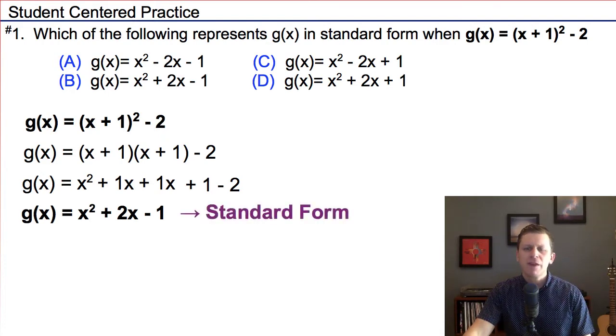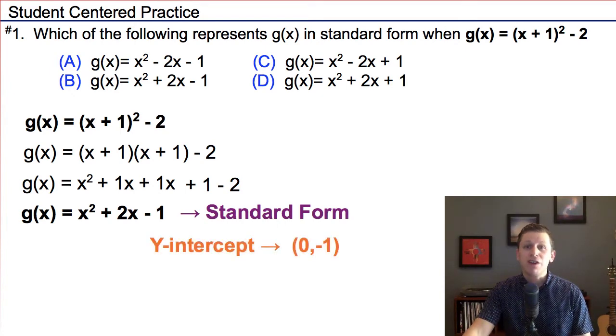There's some other key information that we should know that wasn't required in the problem that I'd like to go over. The first piece is that once we put it into standard form, we know what the y-intercept is. The y-intercept is always the coordinate (0, c), where c is the constant when it's written in standard form. That makes the y-intercept of g of x the coordinate (0, -1).